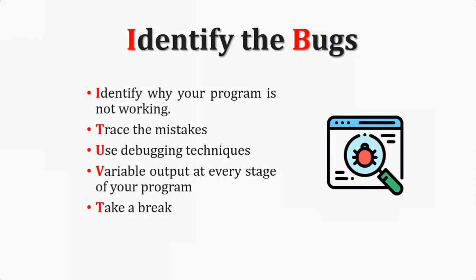Try to identify why your program is not working. Trace the mistakes. We call these mistakes bugs. Bugs are logical errors that not even a compiler can identify. Use some debugging techniques. At this stage, for beginners, I recommend checking the variable output at every stage of your program. This is one of the best ways of debugging simple programs.